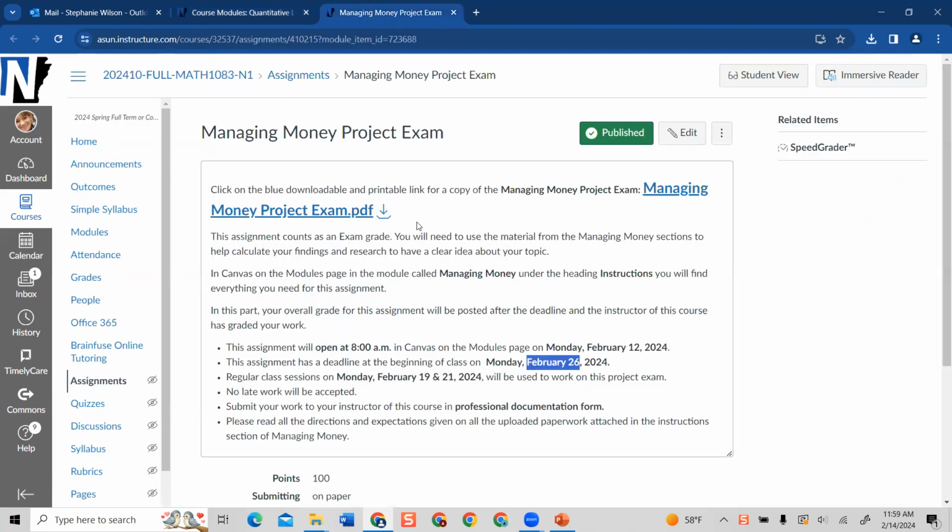When we come over here and click on managing money, you can download this assignment. Please note that this assignment is due at the beginning of class on February 26th. So just bring it to class and turn it in to me. The document's going to be too thick for you to upload every page, and I do understand not everybody has access to upload. So just bring it to me, and I'm going to go over the format in just a little bit. So let's click on this to download it.